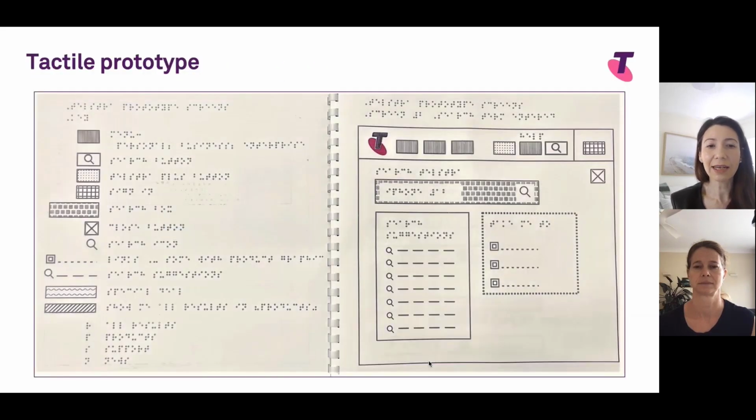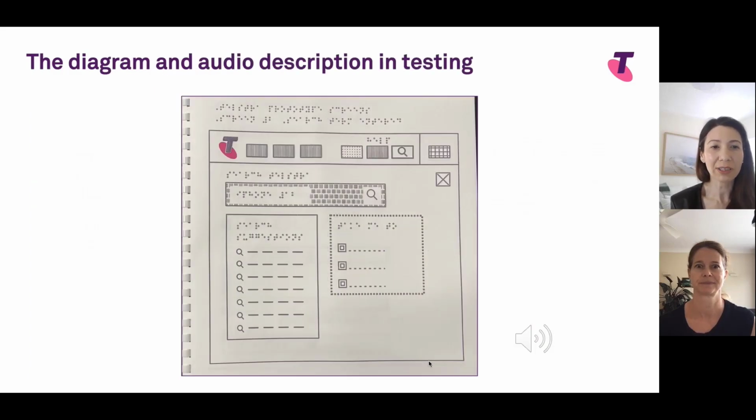You can see here an example of the artifact. On the left is the key, and on the right is the first page in the search journey. The diagrams themselves were printed on swell paper and then heated in a PAF machine. The heat puffs the paper where there's black ink, creating those raised lines. To help people interact and interpret the tactile diagrams, we supported the artifacts with audio description.